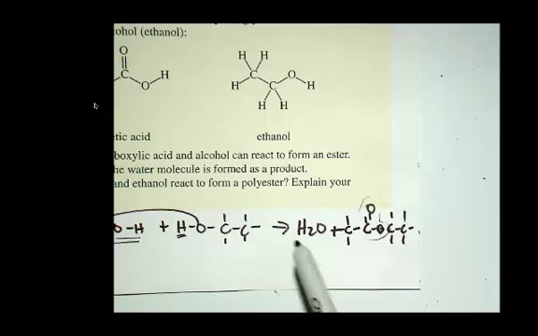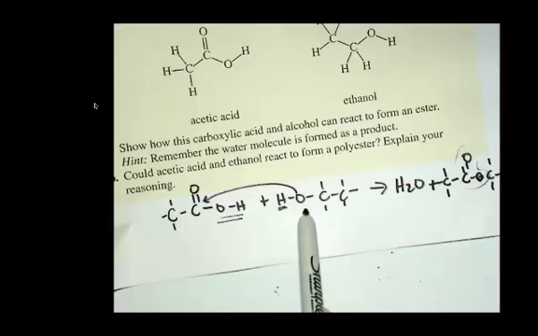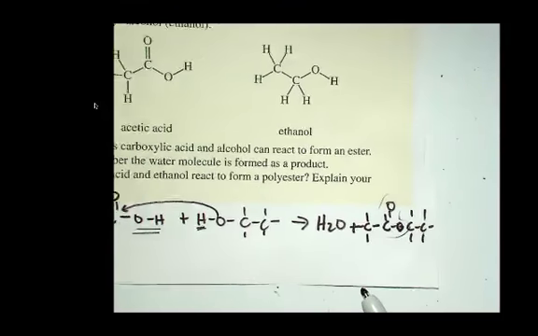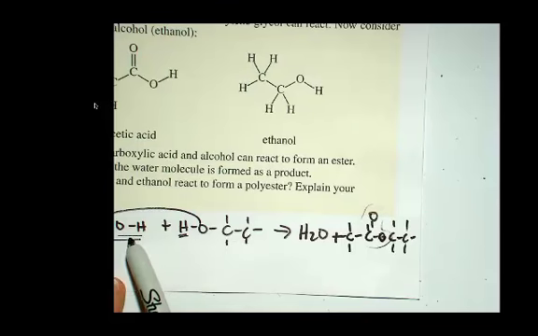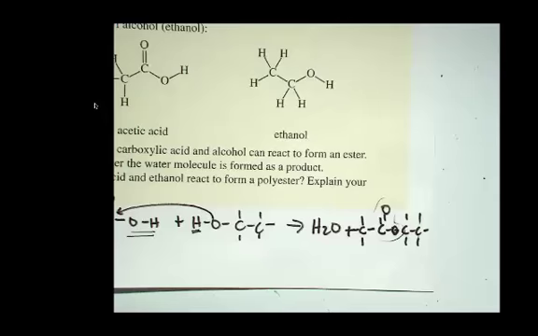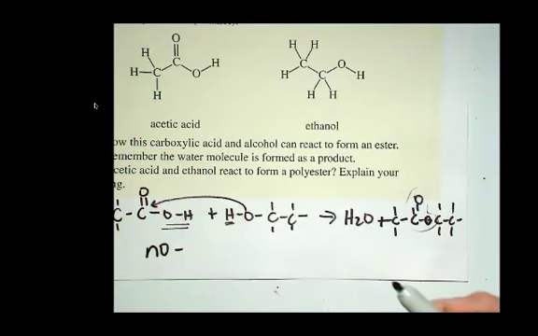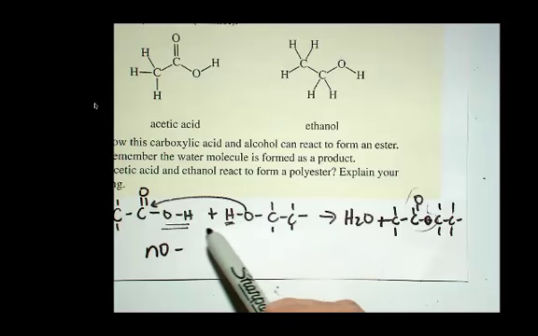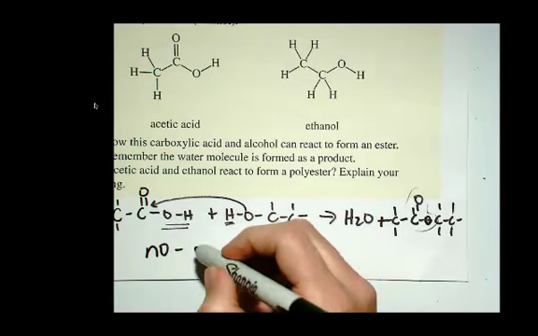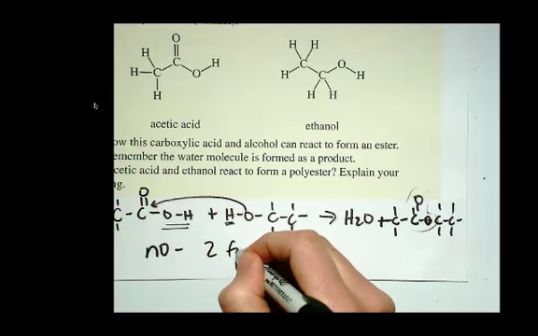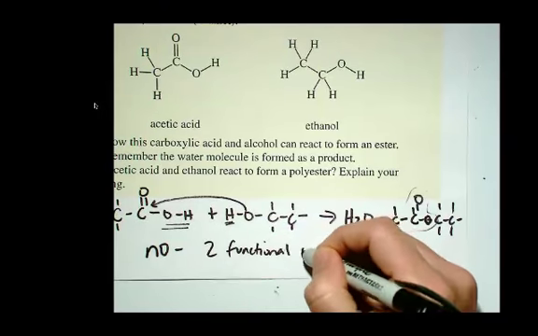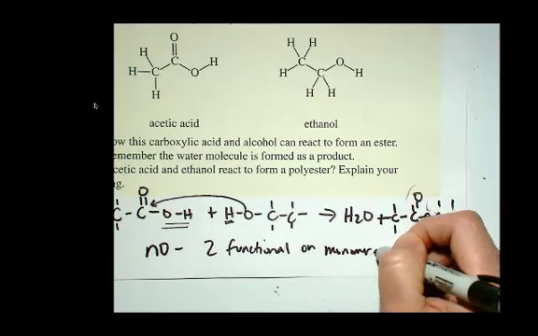Now the question is, could acetic acid and ethanol react to form a polyester? And explain. Well, once you react this acetic acid and this ethanol, then the only functional group you have is the ester. There's no leftover carboxylic acid or alcohol group to react again to keep this reaction going, as in a chain reaction situation. So the answer for part B is no, because there's only one functional group on each of these monomer units. In order to make it work, you'd have to have two functional groups on the monomer, not just one.